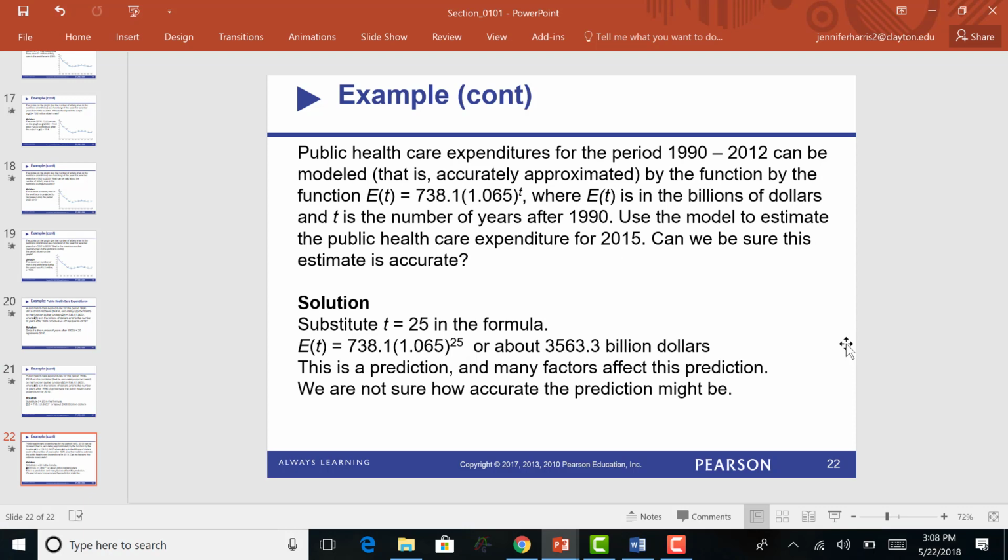Alrighty, this next part says use the same model to estimate the expenditure for healthcare in 2015. Do I plug in 2015? No, what should I do? After 1990, how do I do that? What two numbers do I subtract? 2015 and 1990. How many years is that? 25 years. So plug in 25 into the equation and tell me what answer you get for how much money we spent on healthcare in 2015.